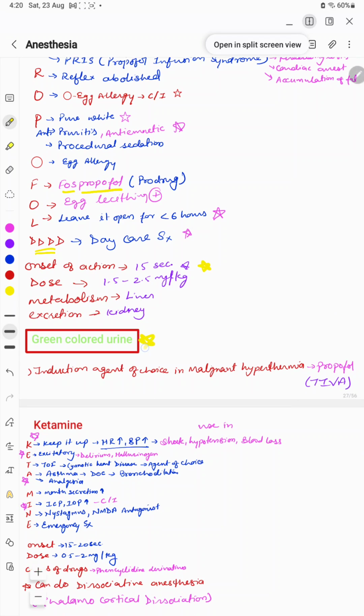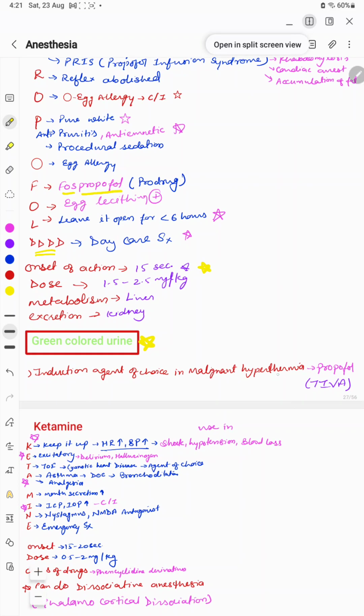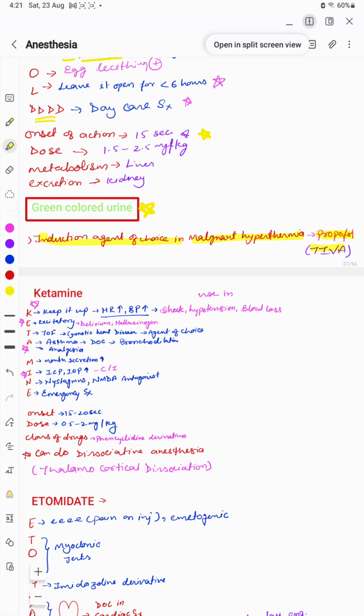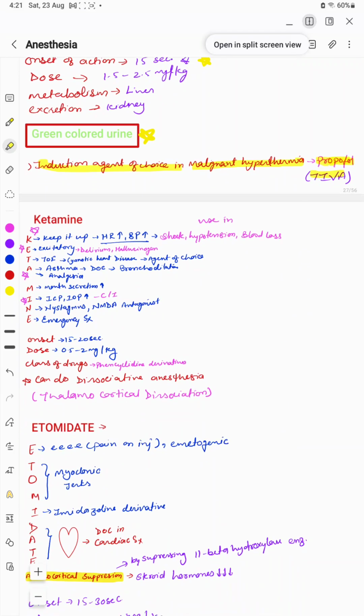You need to remember after giving propofol, sometimes the patient has green colored urine. So they also ask in which anesthetic agent you get green colored urine. Induction agent of choice in malignant hyperthermia: when you have malignant hyperthermia, what is the induction agent of choice? Propofol. I already told you malignant hyperthermia is very important. Remember everything about it, like capnography, the agent, in which gene it is located, and the treatment.